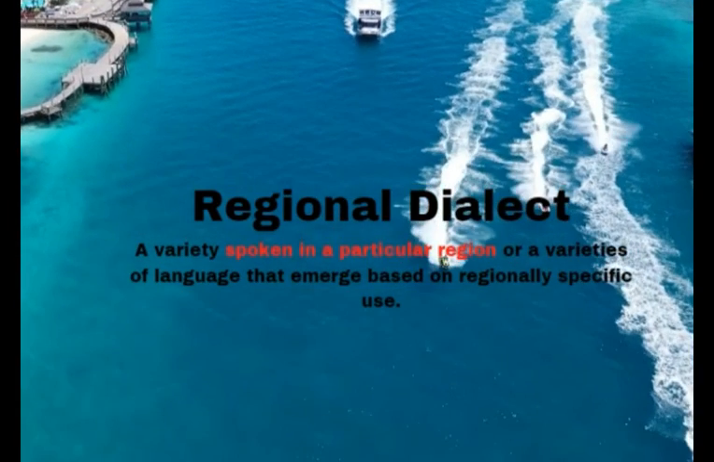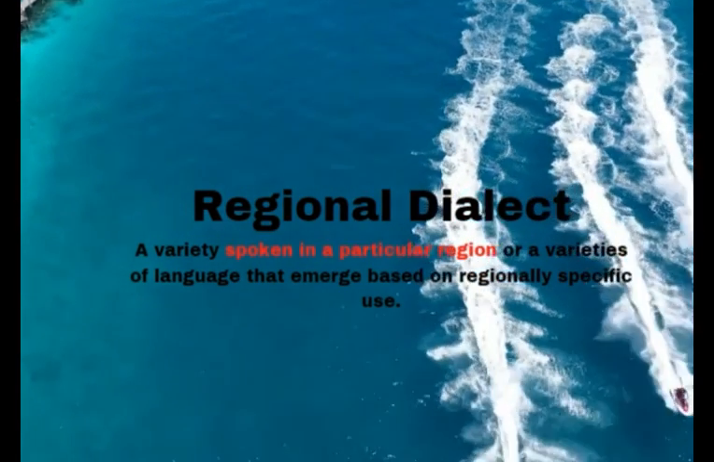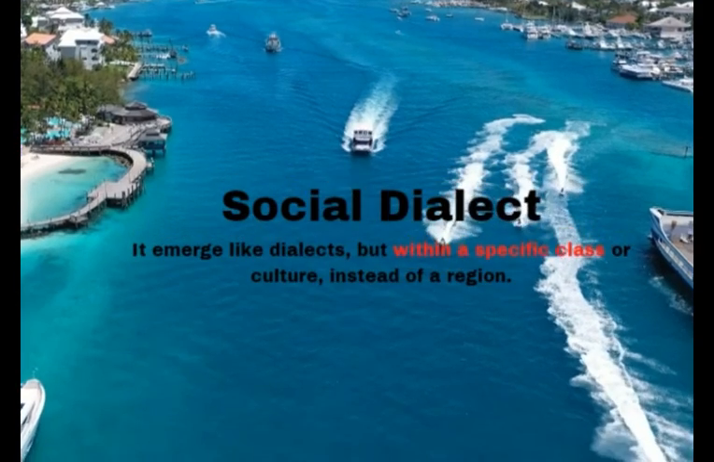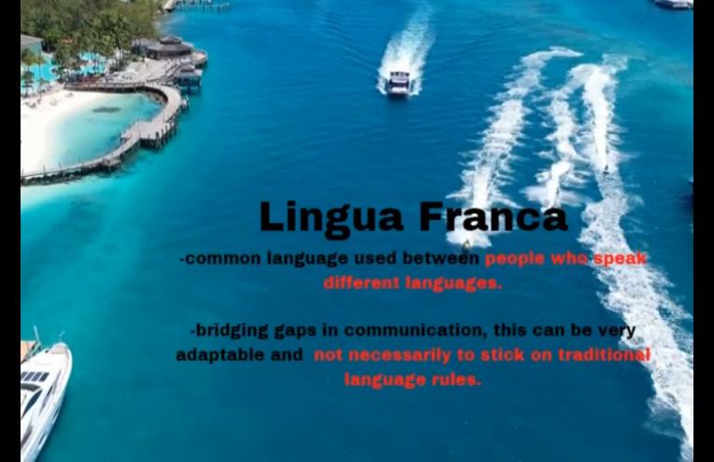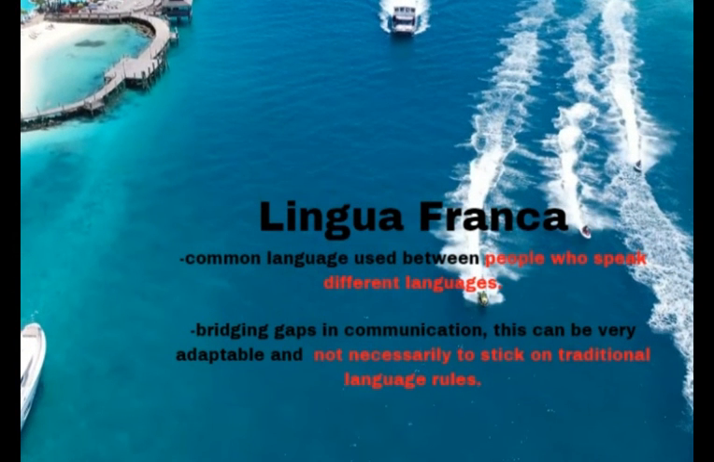Regional dialect is a variety spoken in a particular region, or varieties of language that emerge based on regionally specific cues. Next, let's have social dialect. When we say social, it means it emerged like dialects but within a specific class or culture instead of a region.